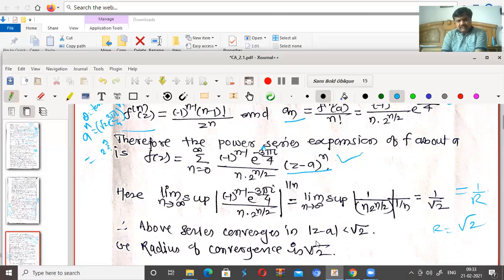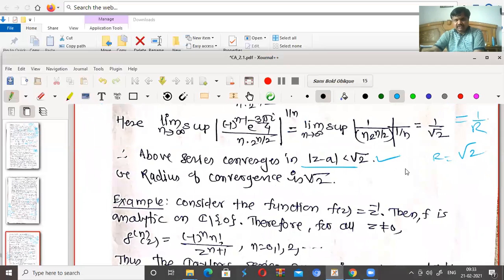Therefore the above series converges in mod z minus a less than square root of 2, and therefore the radius of convergence is square root of 2.